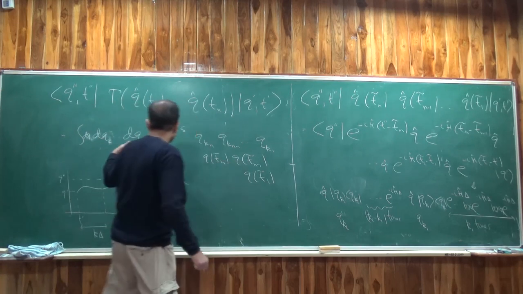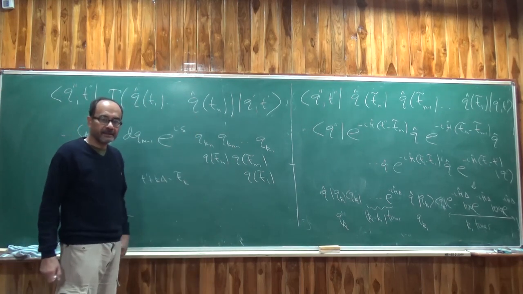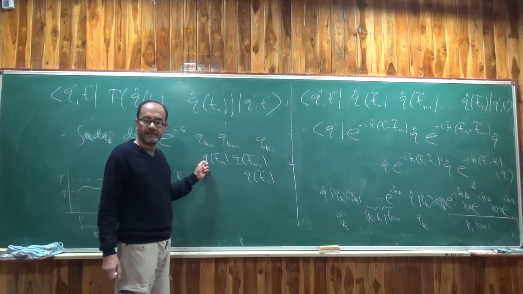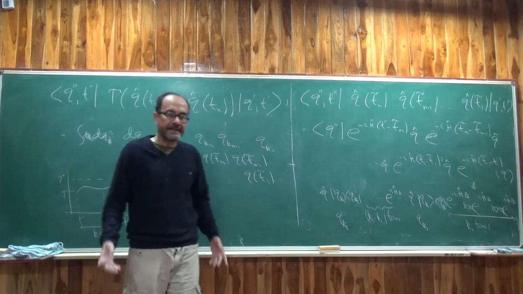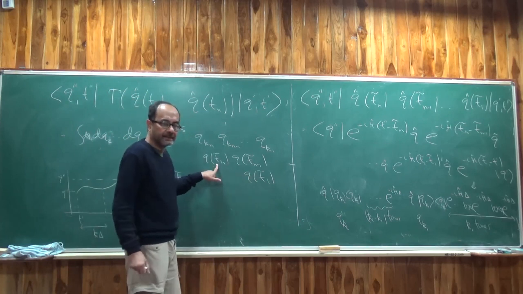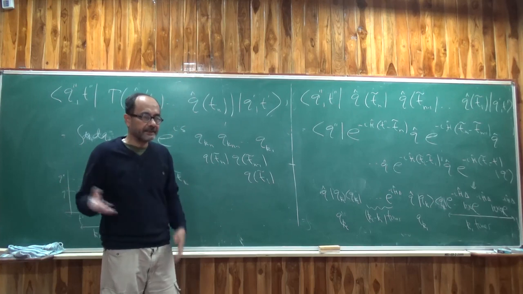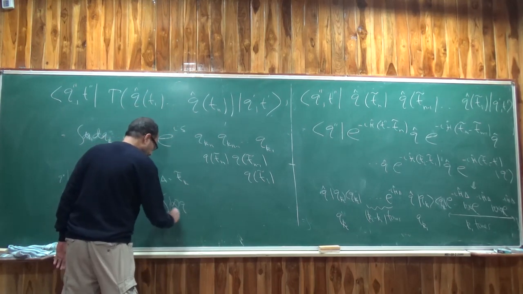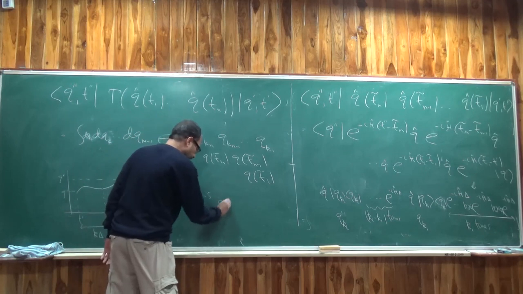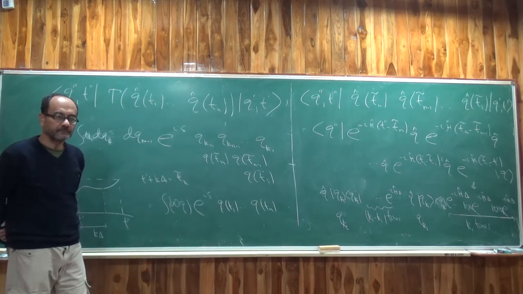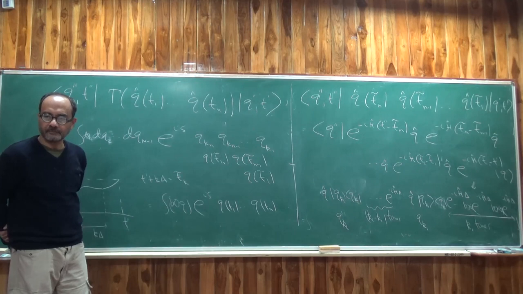But now you say this is an ordinary integral. These are not operators. This is just an ordinary integral you are doing. So how you order these has no relevance. You can order them in any way. We also know that the set t1 tilde, t2 tilde up to tn tilde is the same as the set t1, t2 up to tn, just rearranged. So I can write this as integral dq e to the i S, q of t1 to q of tn. Is this clear?